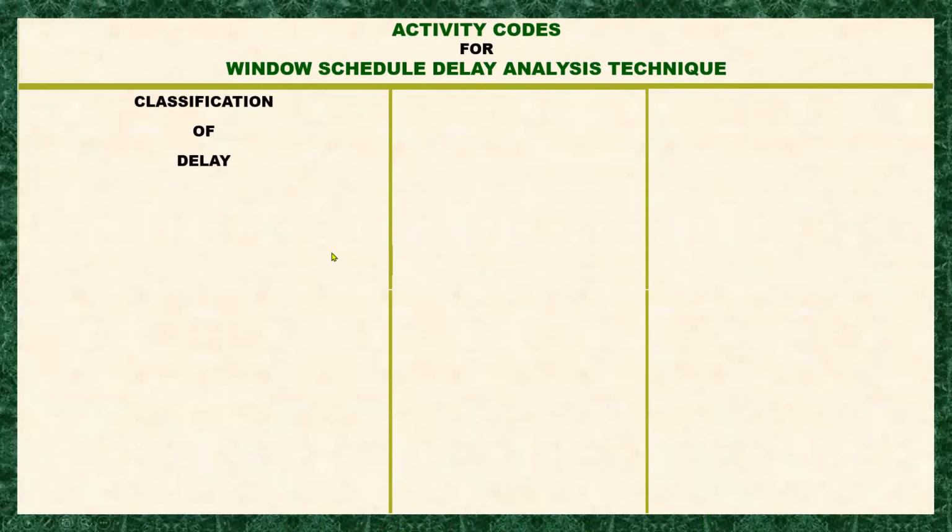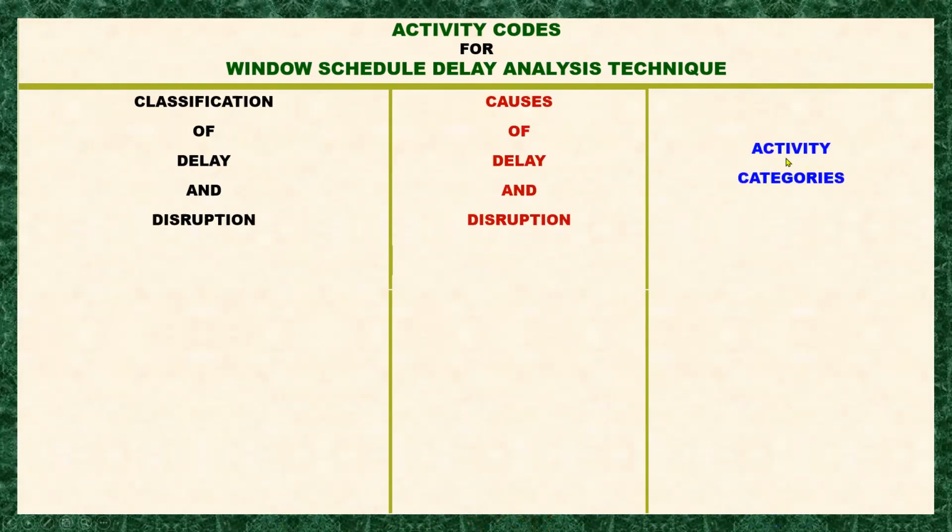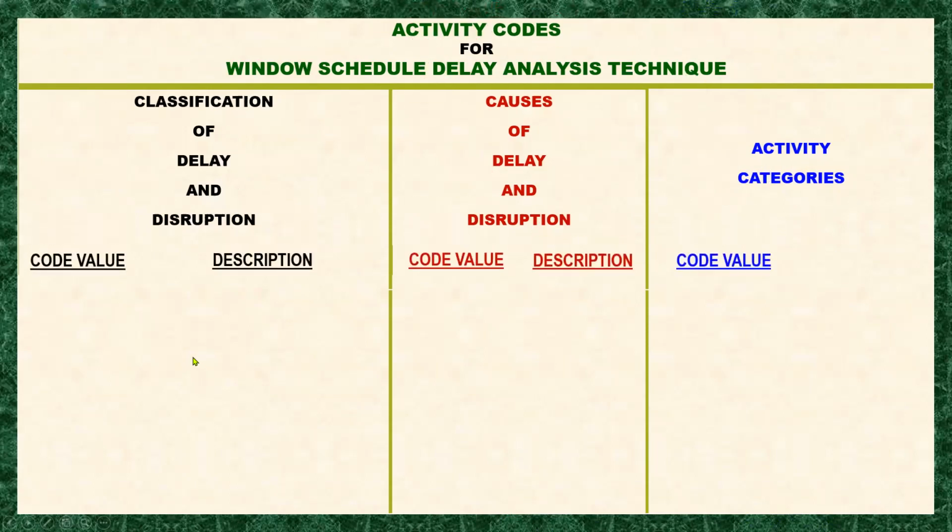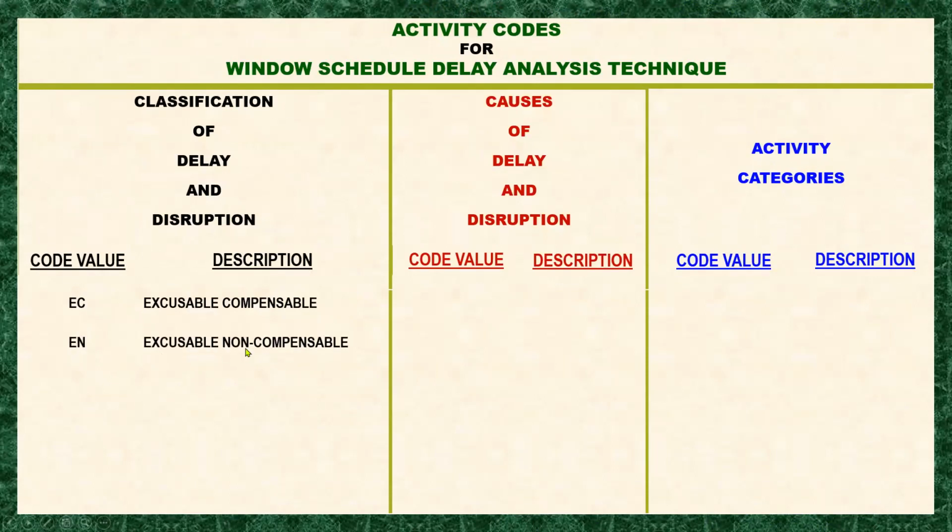The first activity code that we have to establish is the classification of delay and disruption. The next is the causes of delay and disruption. The third one is the activity categories. Under the classification of delay and disruption, we will have a code value and description for each. They are EC, which is excusable compensable; EN for excusable non-compensable; and NN for non-excusable non-compensable.